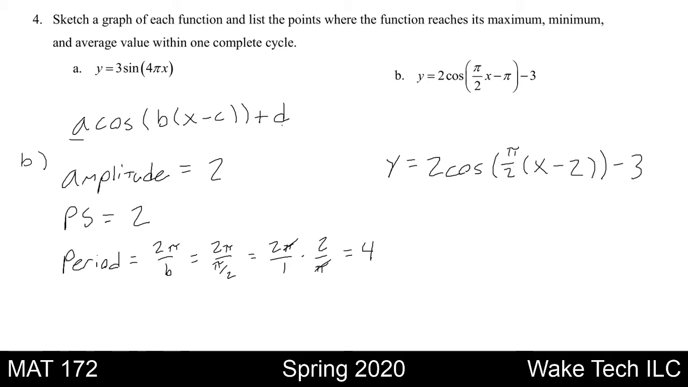Finally, there's the d, which is actually pretty easy. It's going to tell us just the shift of the midline. So the midline, instead of occurring at 0, is at y equals -3.